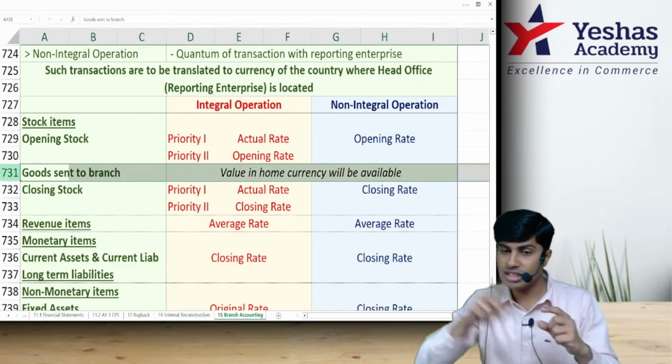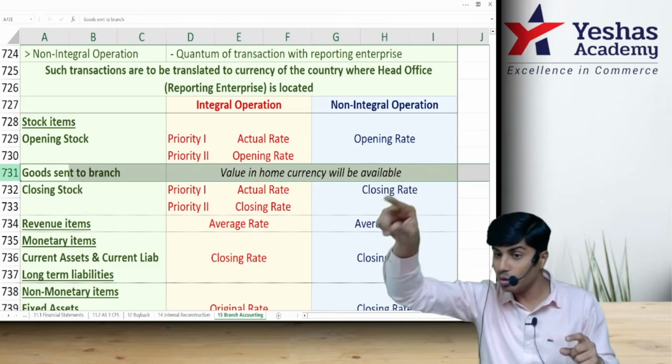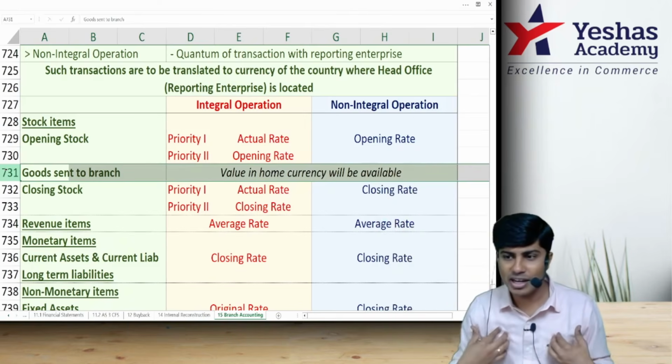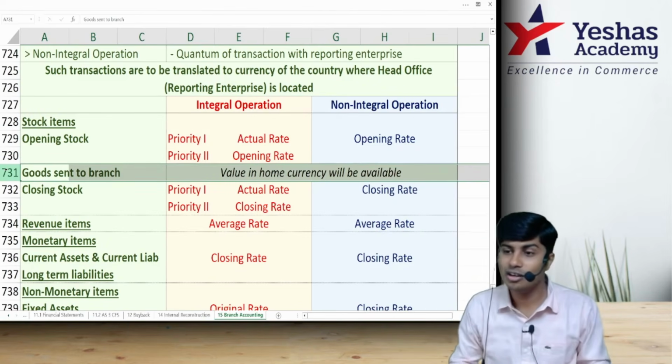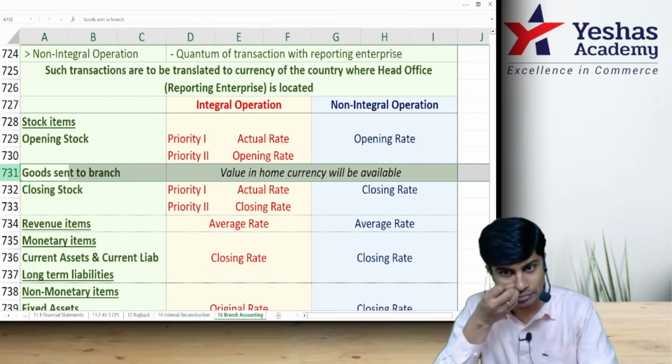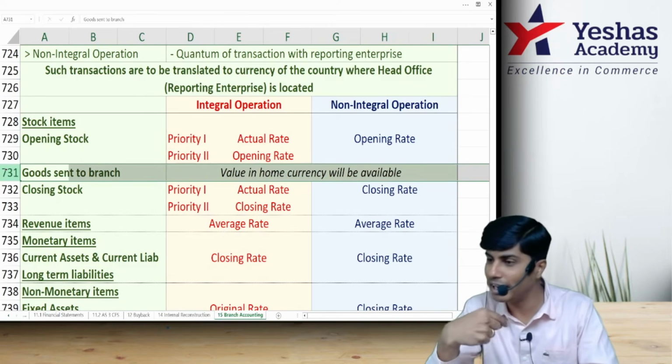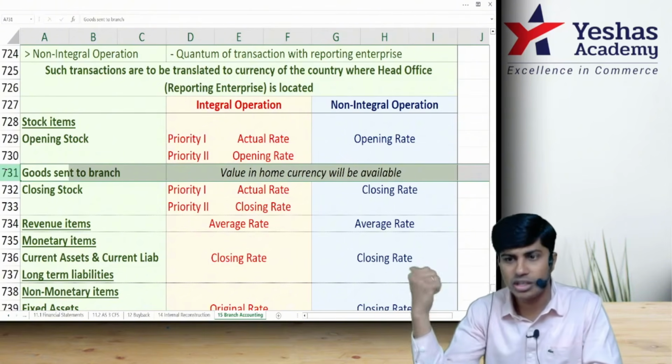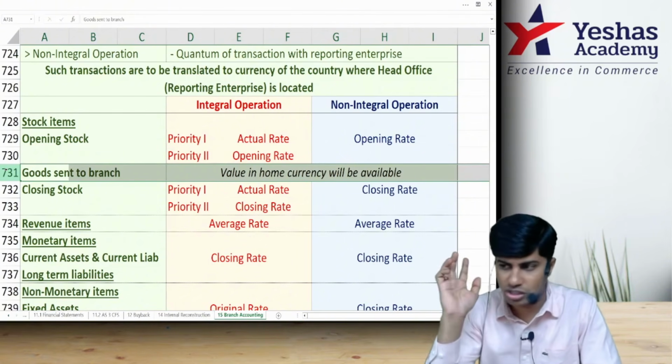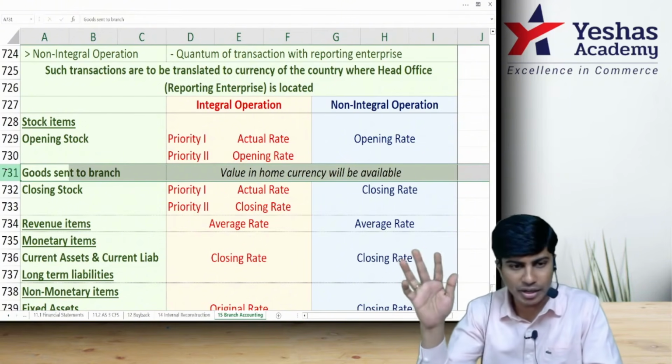Why? Goods sent to branch is there in the foreign branch account in foreign currency. But in the Indian head office account, we know the Indian rupee value of it. Write that Indian rupee value. The actual value of the goods sent by head office is available in head office books. Write the same value. Don't try to write the branch value which is in dollars or some foreign currency.